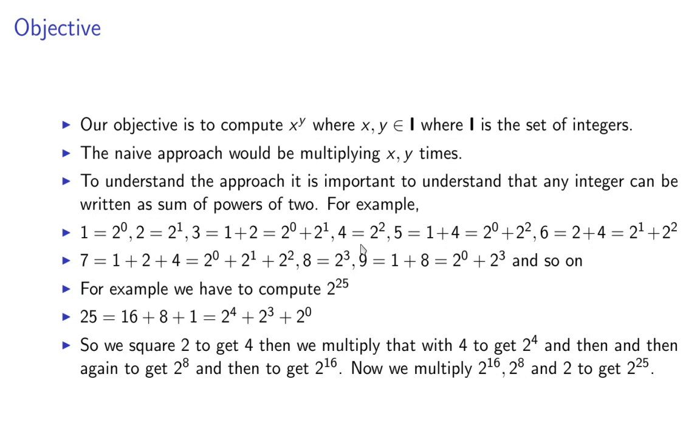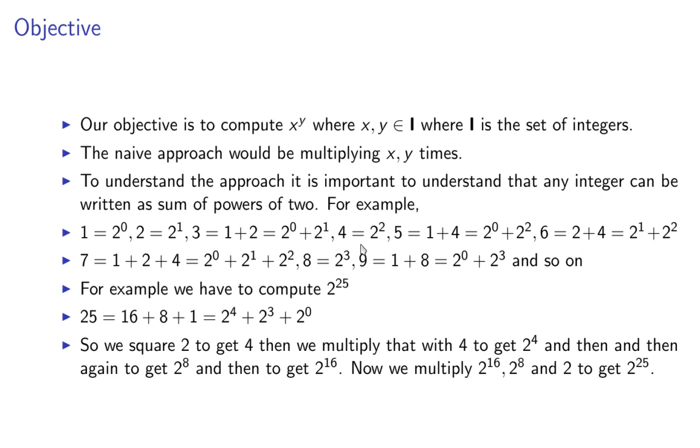Then we have already computed 2 to the power 8, and 2 is already computed. So how many steps did we actually take? From power 1 to power 16, 1 to 2, 2 to 4, 4 to 8, and 8 to 16. Those are the multiplication steps we have taken. We are squaring 2 all the time. 2 is our base, and the exponent is 25. So in 5-6 steps we compute 2 to the power 25. This is how fast you can get your exponentiation done.